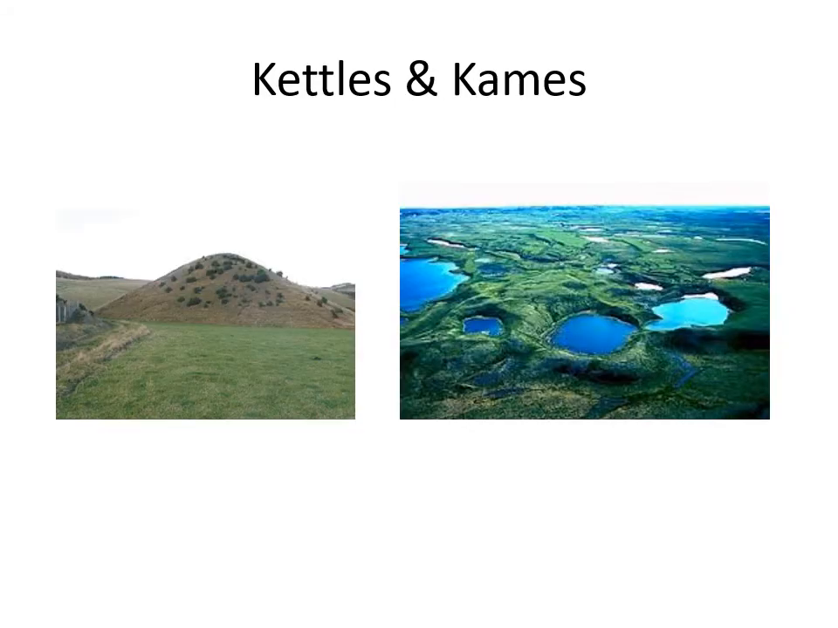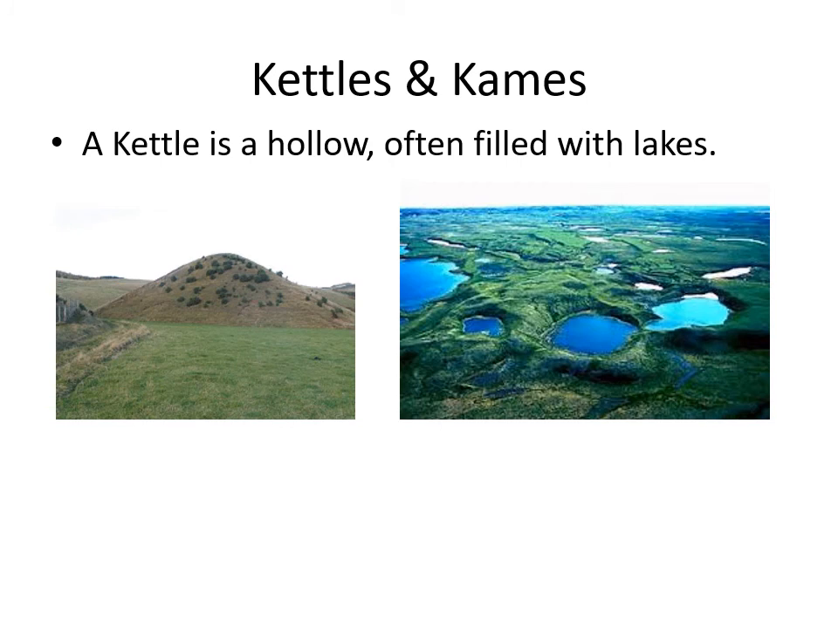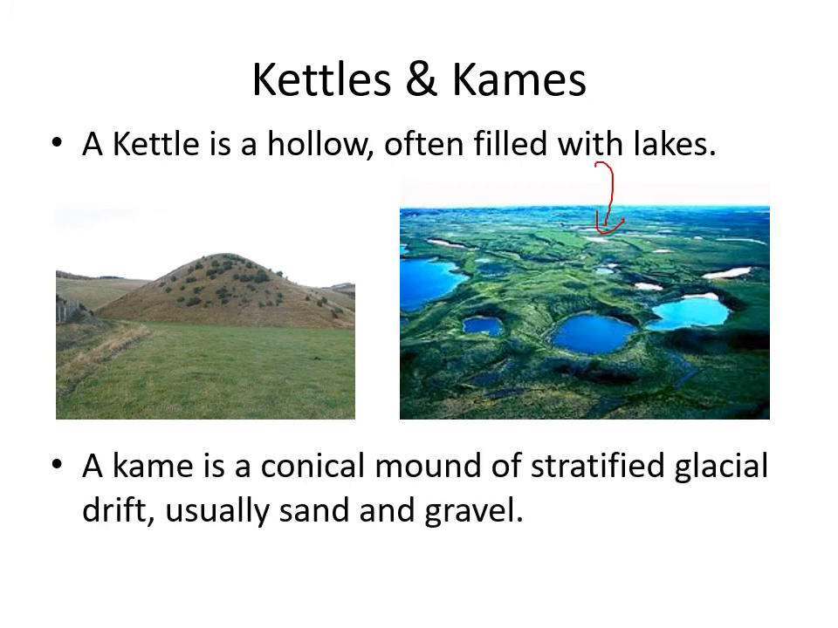Kettles and kames. A kettle is a hollow, often filled with lakes. Again, it's found in the outwash plain, a series of them together. And a kame is a conical mound of basically boulder clay material. How is it different from a drumlin? Well, a kame is conical, not wedge shaped, and usually occurs on its own, whereas drumlins are wedge shaped and occur in groups.